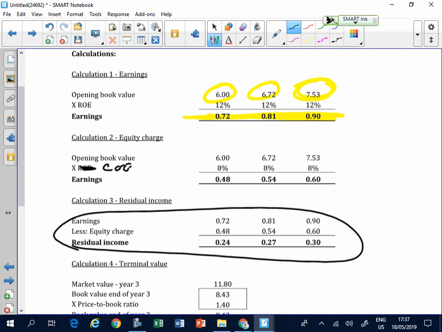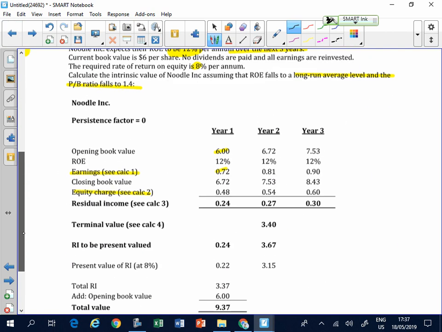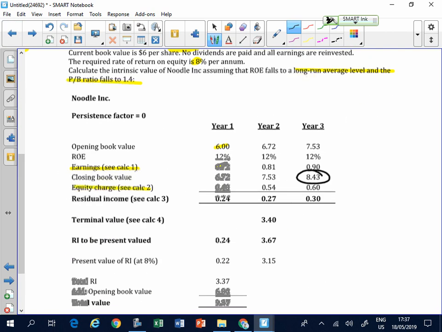Now the big one is the terminal value, and that's a little bit more tricky. Once you've worked this out, you get to a closing book value of 8.43. So opening book value in year 3 plus the earnings, which was 0.9, minus the dividends, which was 0, gets us to 8.43. That is your closing book value in year 3.